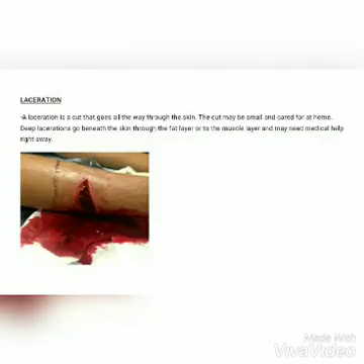Laceration. A laceration is a cut that goes all the way through the skin. The cut may be small and cared for at home. Deep lacerations go beneath the skin through the fat layer or to the muscle layer and may need medical help right away.